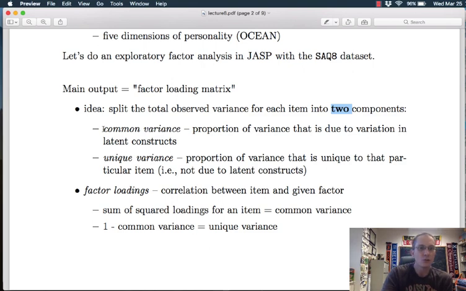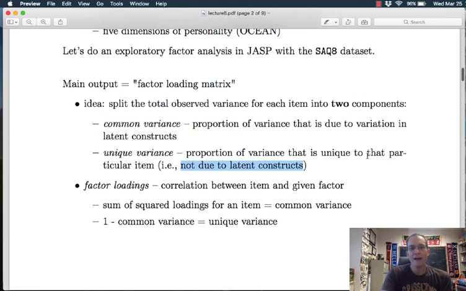It splits the variance into common variance, which is the proportion of variance that is due to variation in the latent constructs, so the things that are underlying the measurements that we're seeing. And the other component is unique variance. So this is the proportion of variance that is unique to that particular item. Another way to say that is it's variance that's not due to the latent constructs. From a modeling perspective, this is variance that we are not capturing with the factor analysis model. Okay? So, common variance and unique variance.